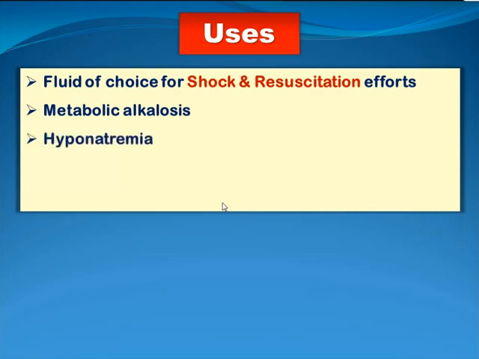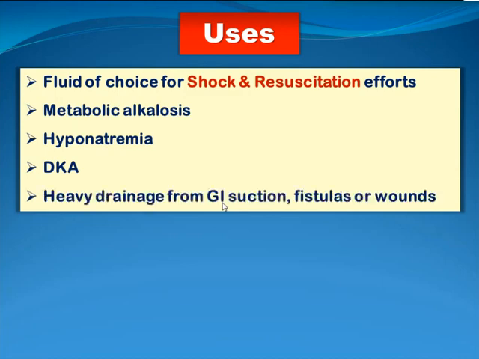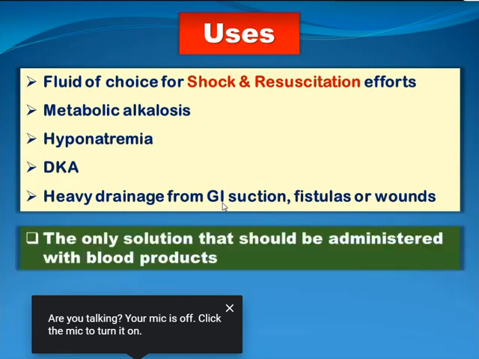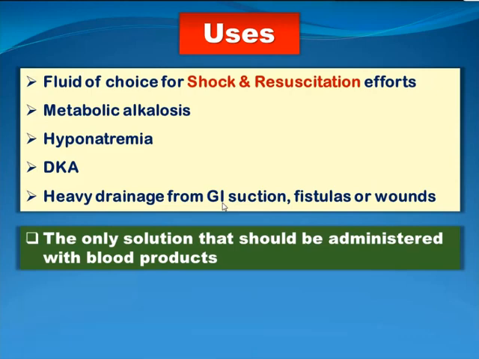In cases of hyponatremia, whether in euvolemic hyponatremia or in hypovolemic, I mean in hyponatremic dehydration, we can use the normal saline. In DKA, of course, in management of DKA, the initial fluid given in resuscitation will be the normal saline. Heavy drainage from GI suction, fistula or wound, this is in surgical situations, but of course the fluid of choice here is the normal saline. Now the normal saline has a special advantage over other types of fluid. It is the only solution that should be administered with blood products. When you give a blood product, you can't use other types of fluid because they will affect it. So the only one is the normal saline.